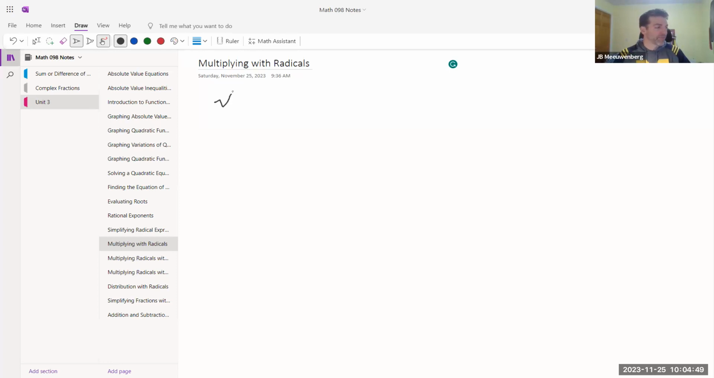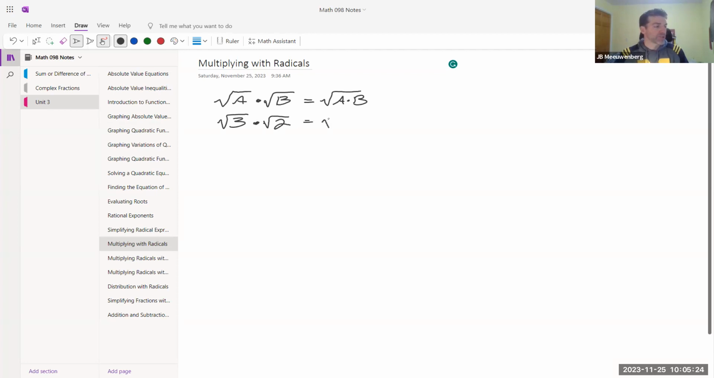And we've seen this before, this property of radicals that says the square root of a times the square root of b is equal to the square root of a times b. Basically, as long as you have the same index, which means they're both squares or both cubes, and you're multiplying them, you can just multiply the radicands, which are the things on the inside. So, for example, the square root of 3 times the square root of 2 is equal to the square root of 6. You could even take a calculator and check that and prove it to yourself.